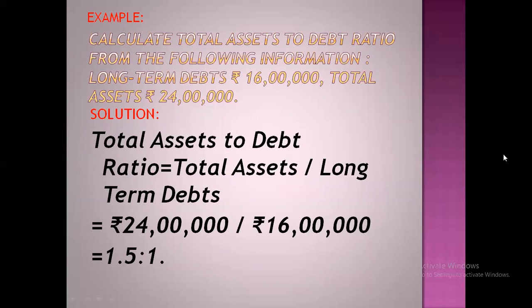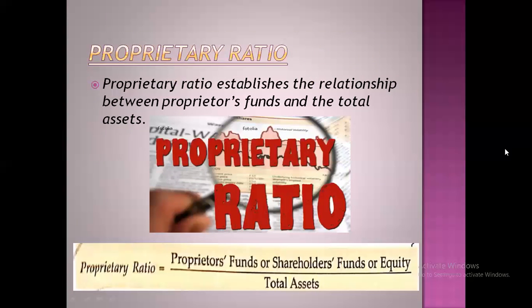Now see, in a firm, long-term debt are 16 lakh. Long-term debt means these are the debts, and total asset is 24 lakh. Formula is total asset divided by long-term debt. So this will become 24 lakh divided by 16 lakh, which will be 1.5:1. Now proprietary ratio. Proprietary ratio establishes the relationship between the proprietor's fund and the total asset.